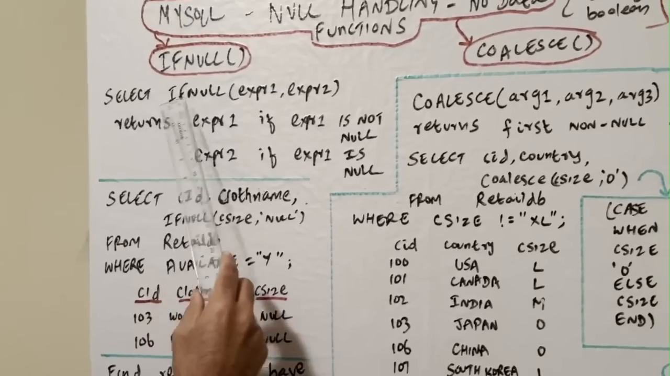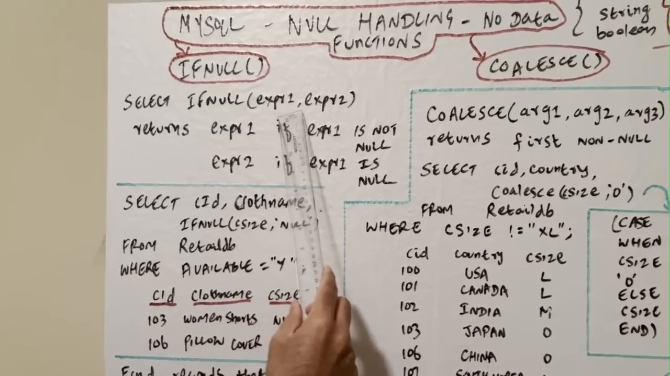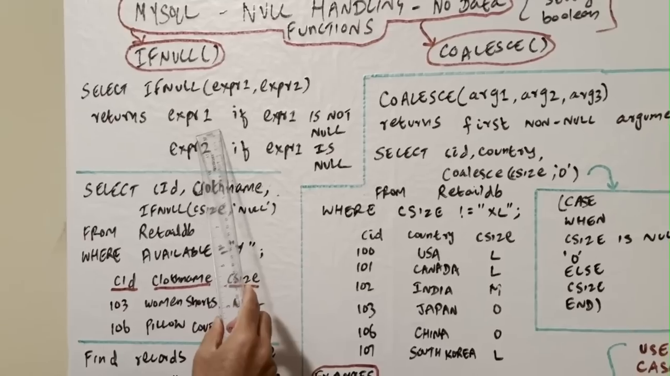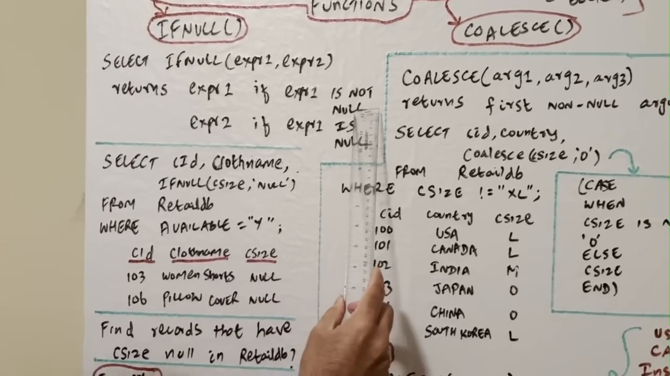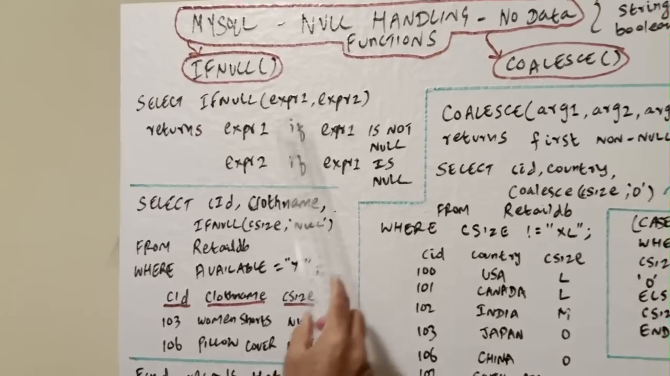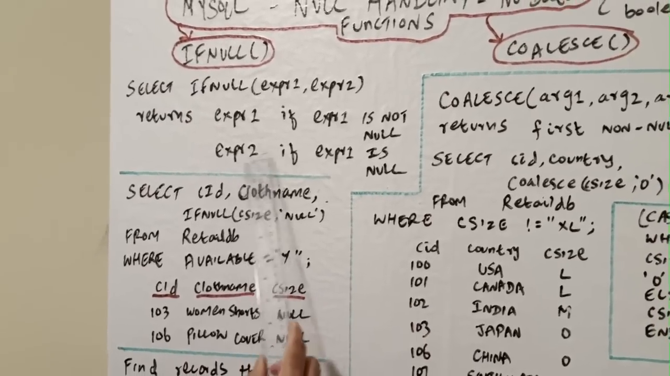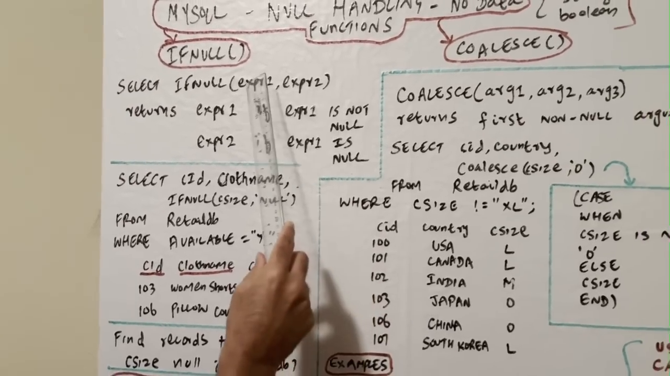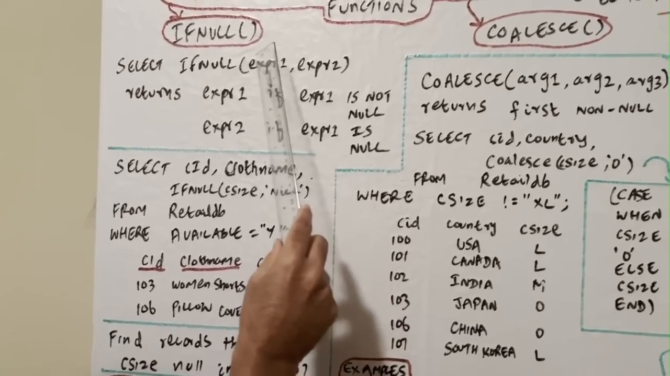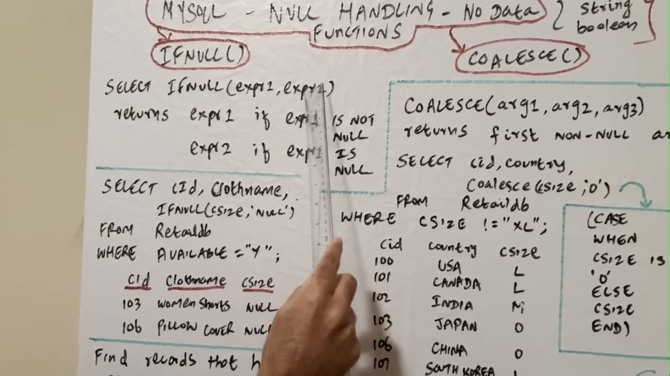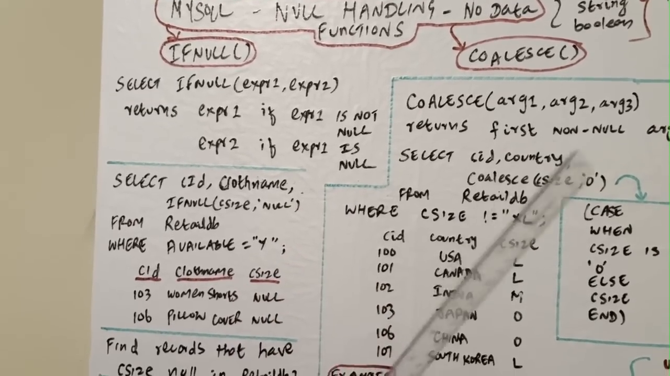You can say SELECT IFNULL(expression1, expression2), which will return expression1 if expression1 is not null. So it's bringing a not null value. If expression1 is null, it returns expression2. So it will return either one of these: this if it is not null, otherwise this. It's very easy, let's see an example.